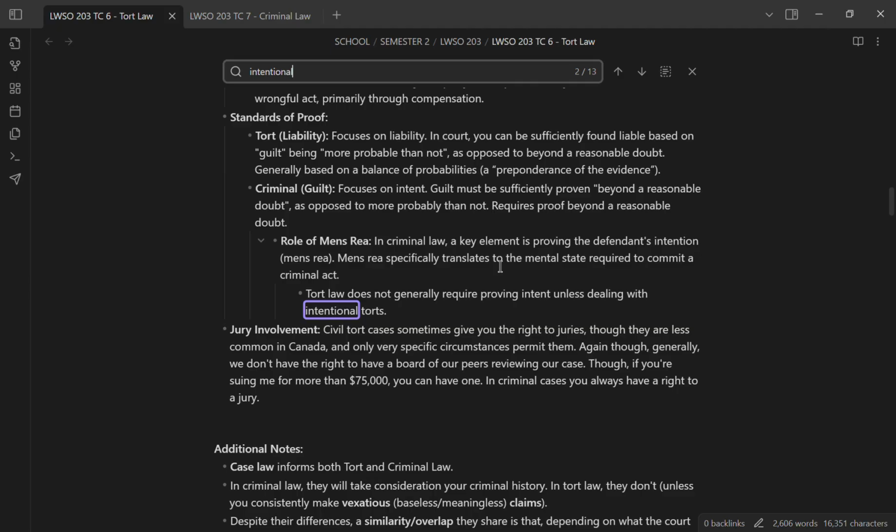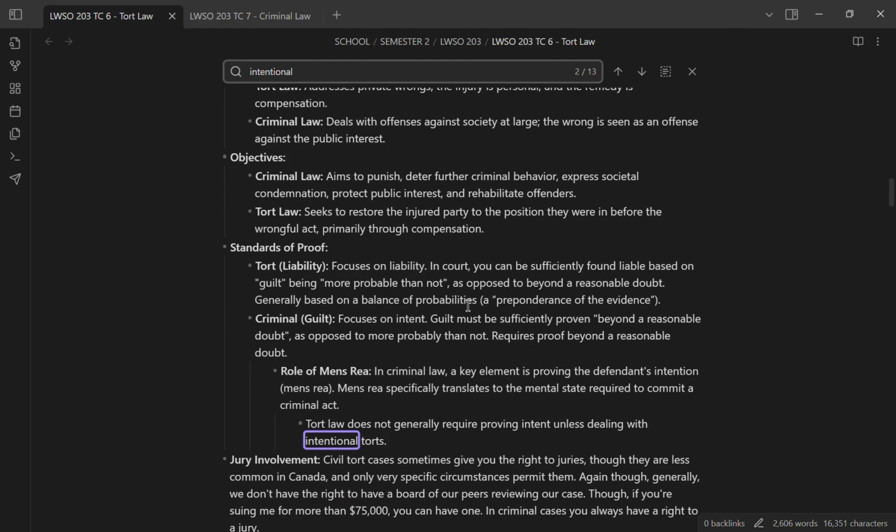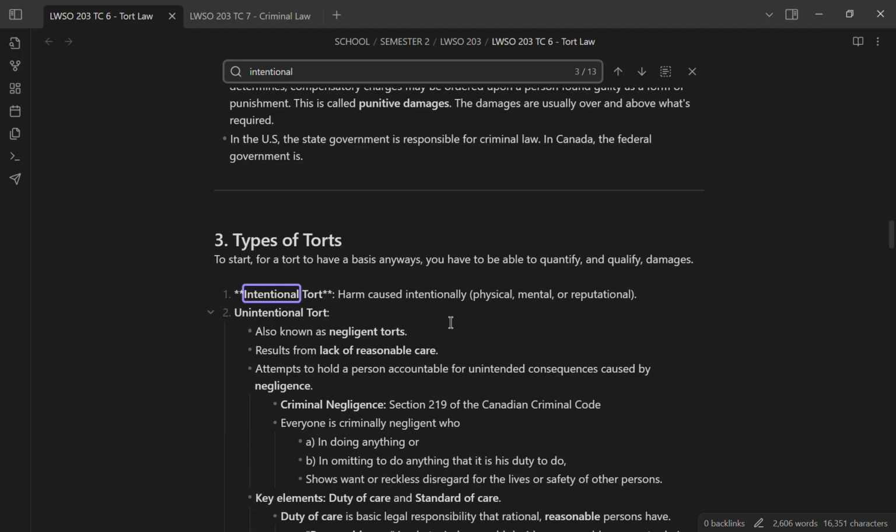Again, like we talked about earlier, when it comes to standards of proof and the difference between criminal and tort law, we talked about mens rea when it comes to criminal law, the intent needed to commit a criminal act. Tort law doesn't really require you to prove intent unless you're dealing with intentional torts. If you're dealing with intentional torts, it must be that intent to cause physical, mental, or reputational harm against you. Your legal team would have to prove that. They would have to prove intent for the other side.